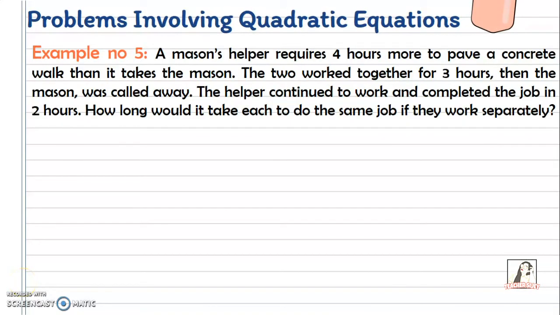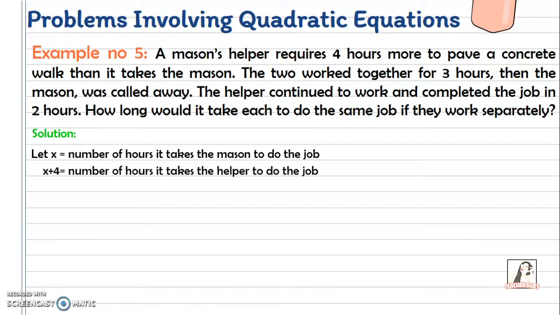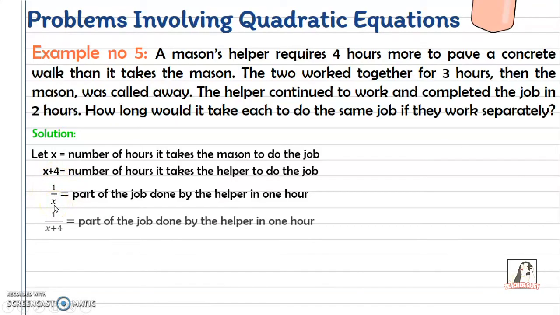So, let's have a representation for this problem. Let x be the number of hours it takes the mason to do the job, and x plus 4 be the number of hours it takes the helper to do the job, because the mason's helper requires 4 hours. Okay, so 1 over x is the part of the job done by the mason in 1 hour, and then 1 over x plus 4 is the part of the job the helper can do in 1 hour.